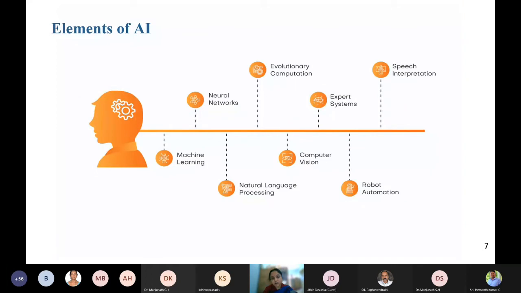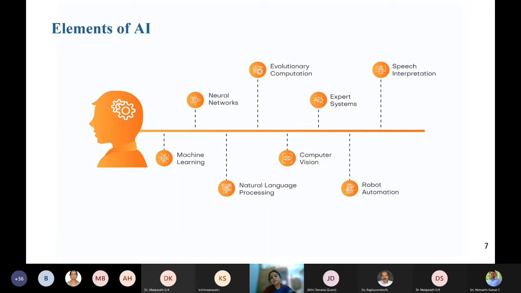Then we have robotic automation. I need not tell you much about that. It is quite evident and obvious, I'm sure. If nothing else, people visualize artificial intelligence as big robots which can do anything and everything. So robotic automation is something more relevant for mechanical engineers.